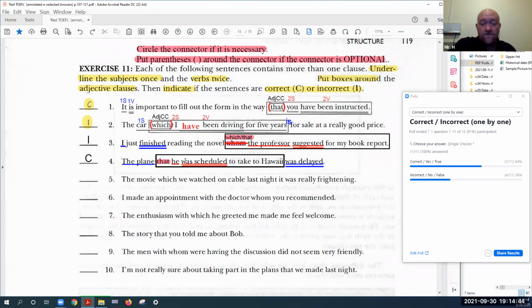Can we use the present perfect? The present perfect? Has been, because you said it in the past. Yeah, you could use the present perfect. Okay. The plane that he has been scheduled to take. Yes, that's also correct. He was scheduled. He has been scheduled. Let's move on to the next one, guys. We don't want to stay here all night long.